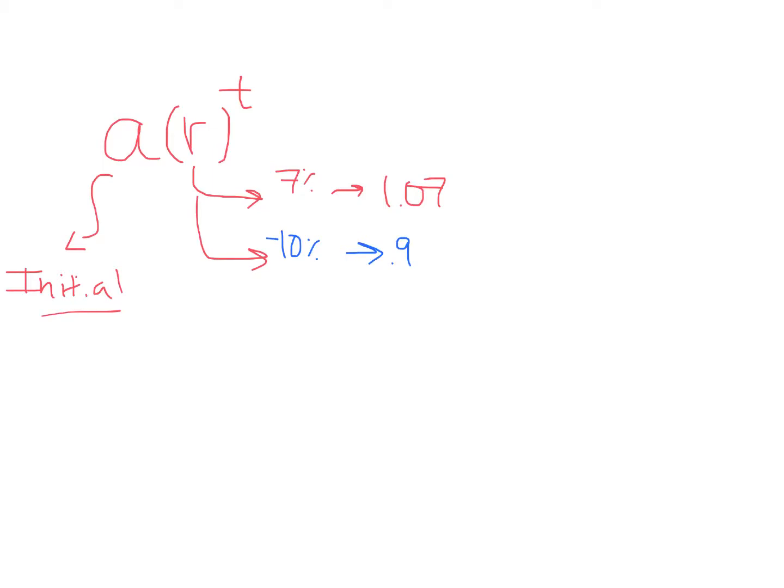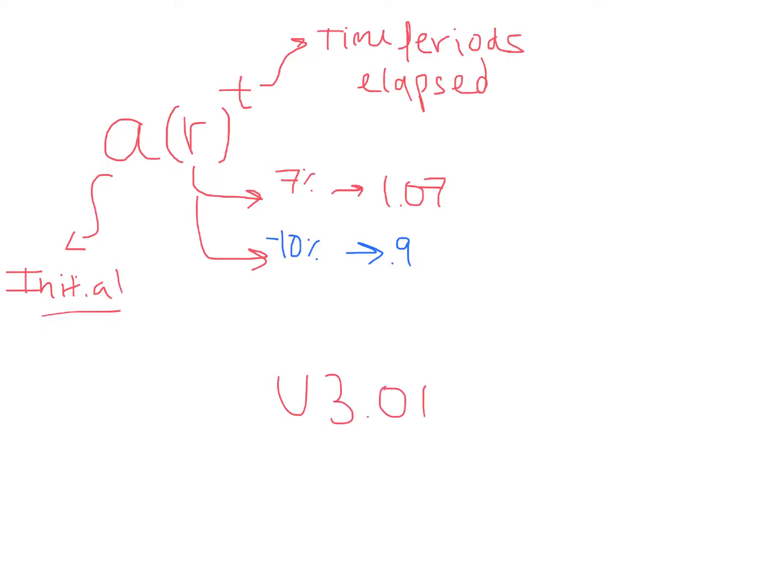And then t is the number of time periods that have elapsed. It's not always going to be years, right? You need to be careful there. It's the number of time periods that I'm counting by that have gone by. All right, so that's just a brief overview. Remember, go back to 3.01 and 3.02 if you want a little bit more detailed review of why that works, and if you have forgotten. All right, now let's take a look at the problem.